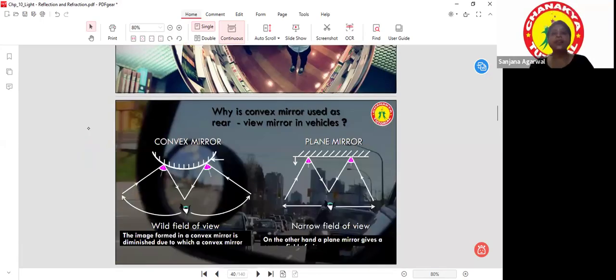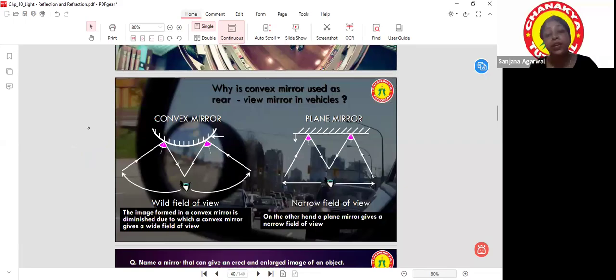Children, why is a convex mirror used as a rear view mirror in vehicles? Why cannot we use a plane mirror or concave mirror? A convex mirror, by its nature, takes rays of light coming from a wider view and they converge at a point. It gives a wider field of view with smaller sized images, which is the greatest property to be used in public places.